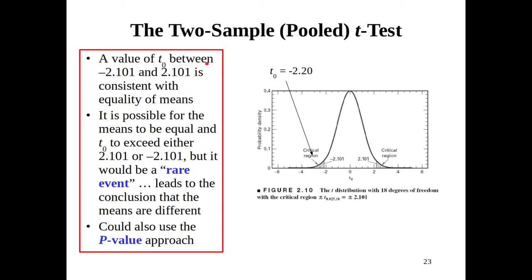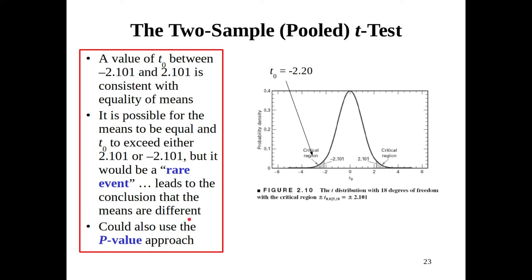A value of t0 between minus 2.101 and 2.101 is consistent with equality of means. If our calculated t value is between these two values, then it is consistent with equality of means. It is possible for means to be equal and t0 to exceed either this or this, but that would be a rare event. And that's what happened here, right? A rare event that leads us to conclude that the two means are different.